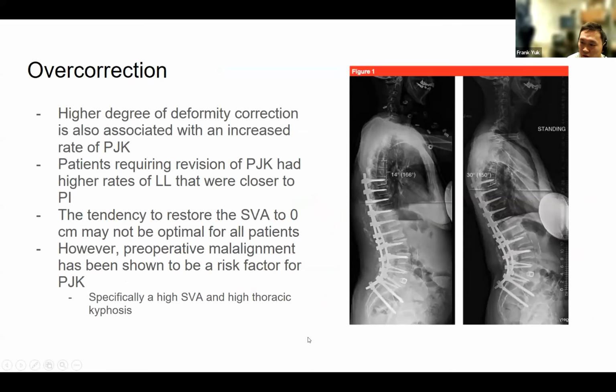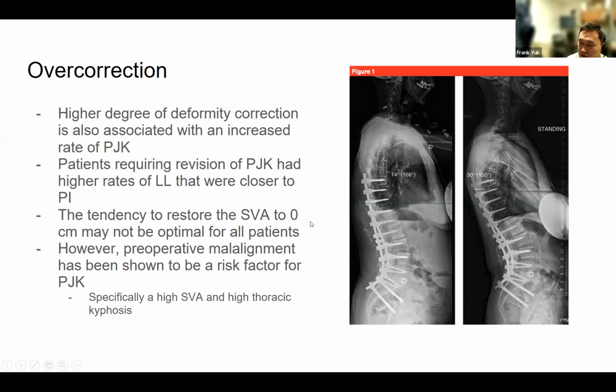Finally, overcorrection has a much higher incidence of PJK. For example, this patient on the left looked like they were overcorrected. Their C7 SVA is almost 0, and you can see a few months later, they start to develop PJK.